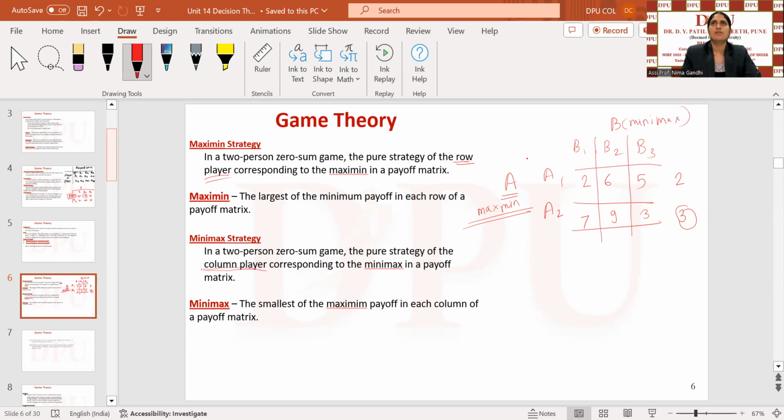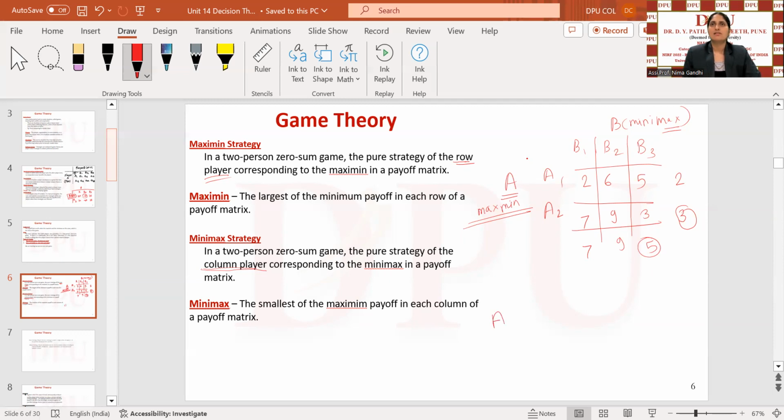Minimax. So what we are doing, first we are finding out the maximum of the column and then we are finding out the minimum of the maximum of the column. So the maximum of the column is 7, 9. Here the maximum is 5, right? So then you are finding out the minimum of the maximum of the column. So your minimax is 5. Your maximin is not equal to minimax. So we don't have a saddle point in this game.